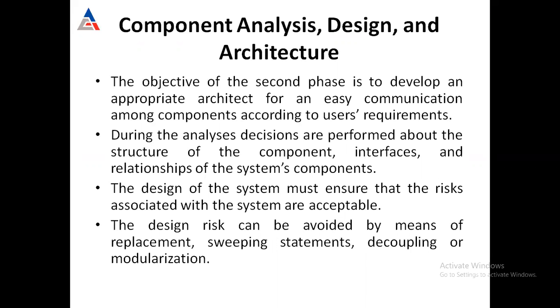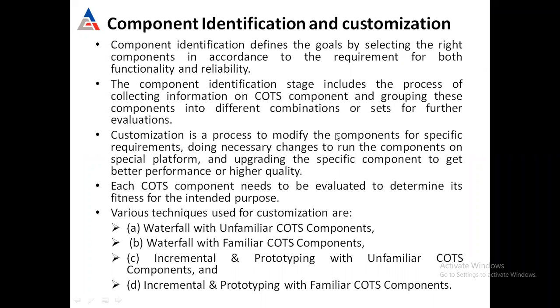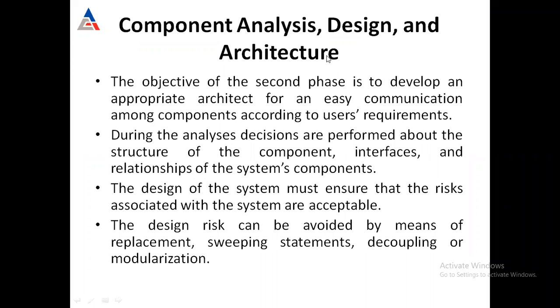The design risk can be avoided by means of replacement, swapping, decoupling, or modularization. So during the development, if any risk occurs, we can replace the component with some other component. With swapping, we can make an interface of that component with another component. By decoupling, the components that were earlier integrated, we can remove that integration and put some other components together to make a modularization among the components. So this is how we can develop the architecture of the component.